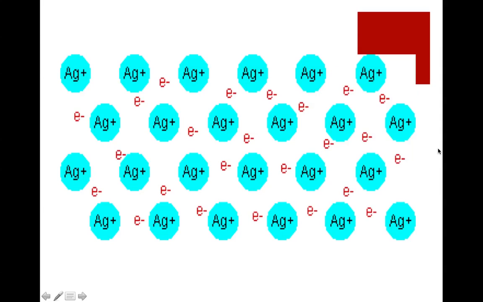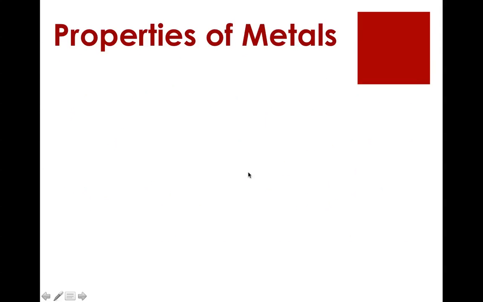Here's another example, except not as fun because it's not moving. You have charged silver nuclei, and then the electrons that float in and out. The way that silver stays together is that the positive and the negative attract, so this electron attracts this, and that attracts that, and so the sea of electrons holds the silver all together. So what we're going to find is that this sea of mobile electrons will determine the properties of metals.